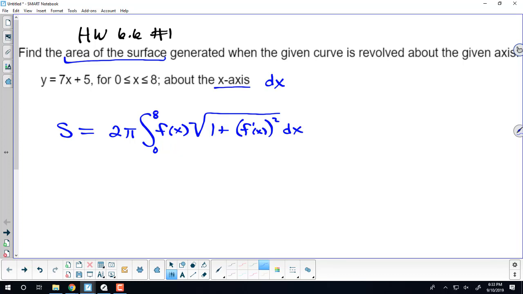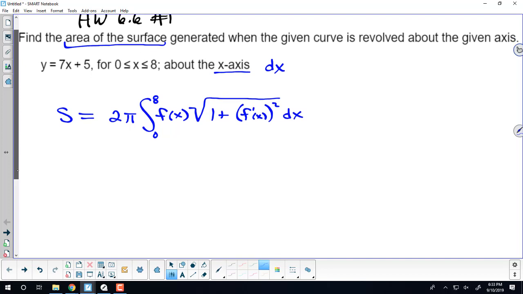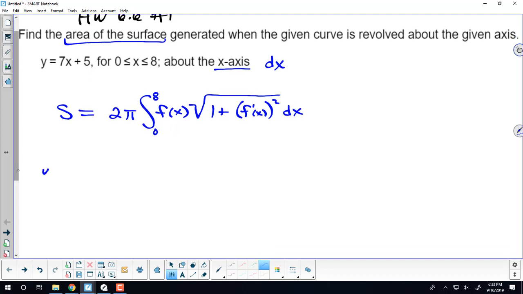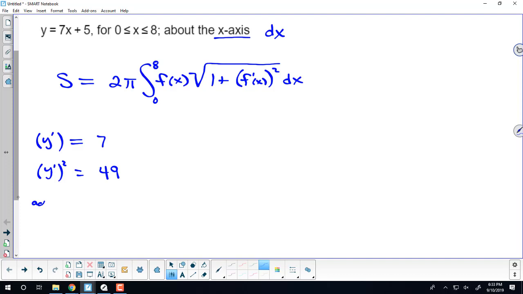All right, so it varies how people put this stuff together, but we're going to find the derivative, square it, and then add 1 to it. So y prime, the derivative of y, is 7. Y prime squared should be 49. And then add 1 to get 50. So that expression that we end up with there is what's under the radical.